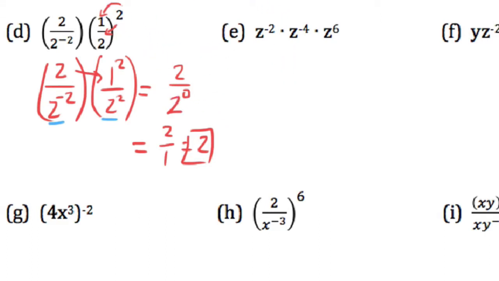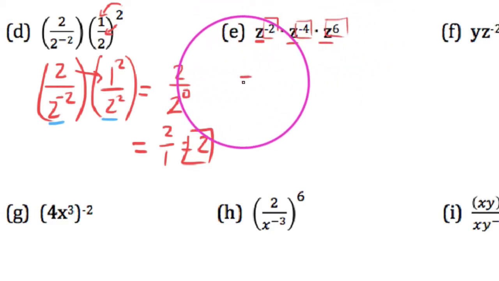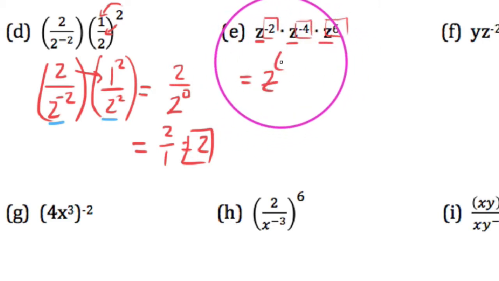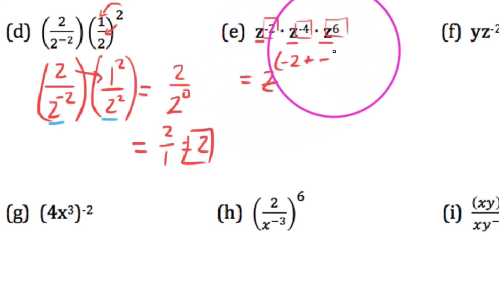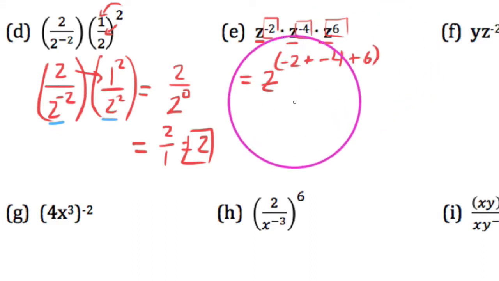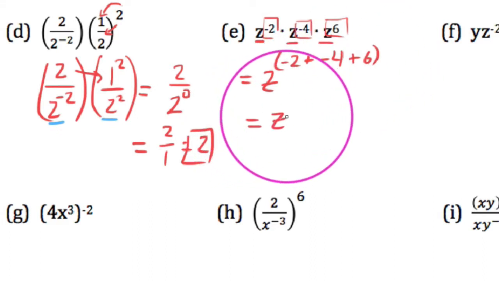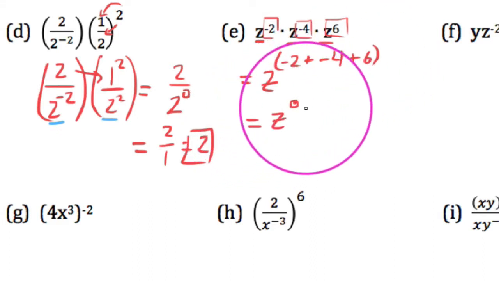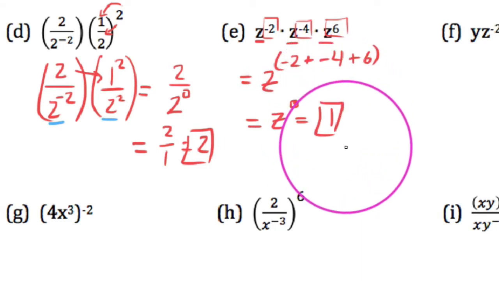Letter E, again, is like A, B, and C. It's just a little bit broader. We're taking all these powers of Z and multiplying them together. So again, when you have a product of things with the same base, we may just add their exponents. So to give you the long roster notation of your answer, it would be Z to the power of negative 2 plus negative 4 plus 6, which is the same thing as Z to the 0, which I love, okay, because anything to the 0 is just 1.